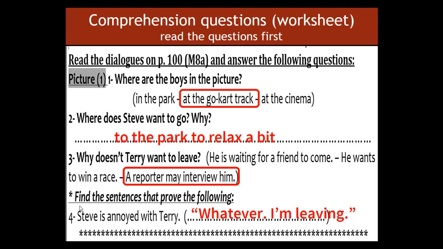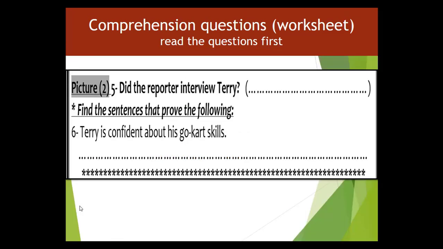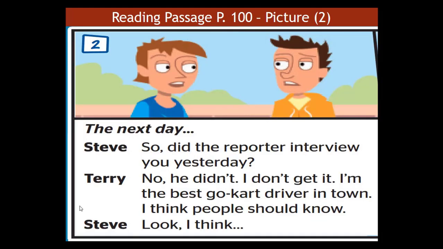So all these are questions which are related to the first picture. Now look at picture number 2. This question is mainly about picture number 2. Did the reporter interview Terry? Also, you have to find the sentence that proves the following. Terry is confident about his go-kart track. Now this is dialogue number 2.